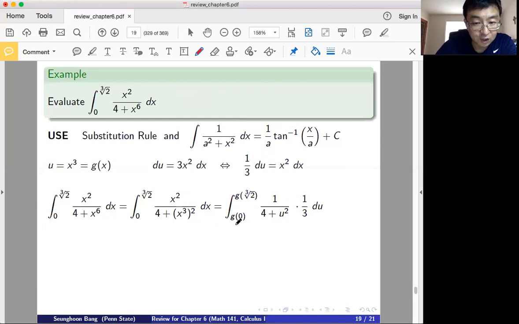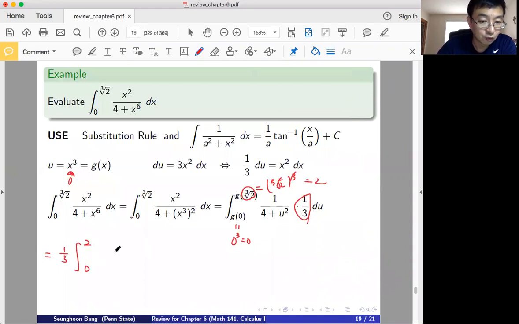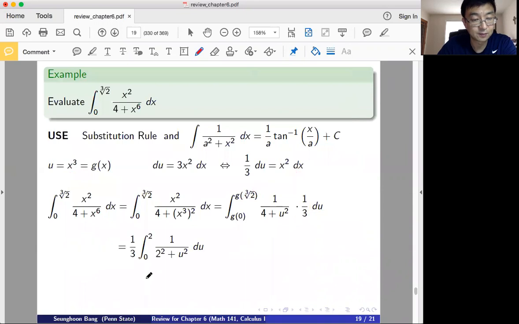The next, what is g of 0? Plug 0 into x. 0 cubed is 0. You plug cube root of 2 into here. So we have the cube root of 2, cubed. The cube root is gone, only 2. So we can take out 1/3. So we have 1/3 times the integral from 0 to 2 of 1 over 4 plus u squared du. So like this. Do we have it?